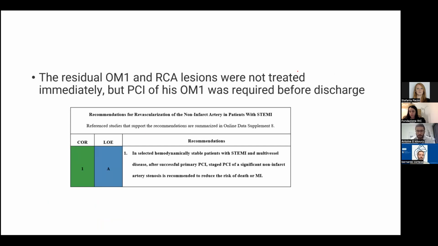Okay. So there were also remaining lesions of the OM1 and RCA. These lesions weren't stented initially, but they were stented in a planned procedure later on, and it was according to the guidelines. It was class 1A to do the complete revascularization to decrease mortality. So they did the RCA and the OM1 later on, and the patient had complete revascularization. He had a stent in the LAD, a stent in the proximal circumflex artery, and later on a stent in the OM1 and RCA. So it was a complete revascularization.